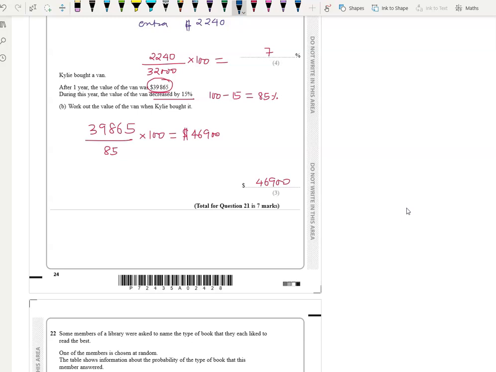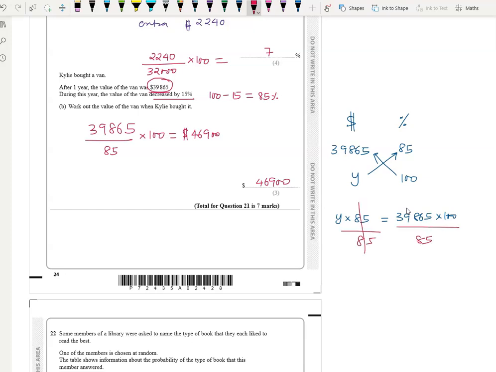Okay, one more way what we can do is, you write here dollars and you write here percentage. This price 39,865, this amount is 85%, because it reduced by 15%. So we need to find out what was the price when it was 100%. We don't know how many dollars, so let it be y. Take cross product, the answer will be the same. So y times 85 is 39,865 times 100. To find the value of y, divide both sides by 85 and it will give you the same answer. So the value of y, the initial price, was $46,900.